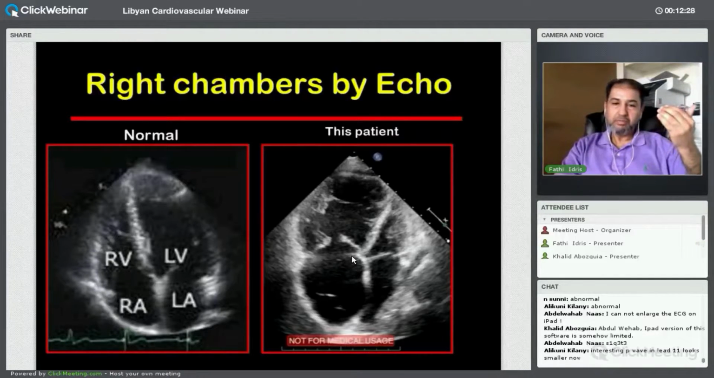So the point is, you can think about this chronic condition by just looking at the EKG, and you know this can be a chronic condition, not an acute condition, and this can help you in terms of management.